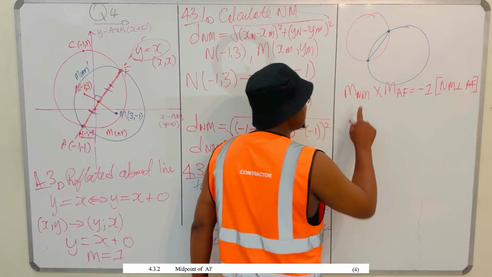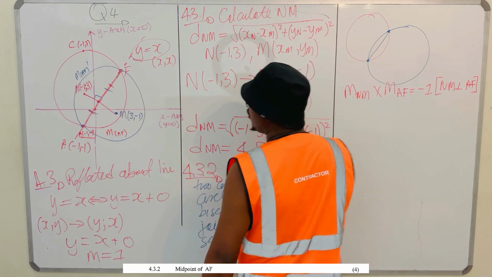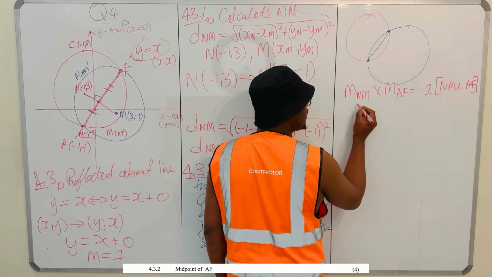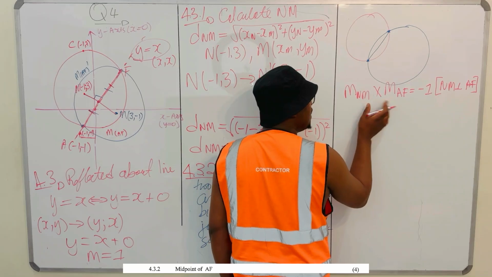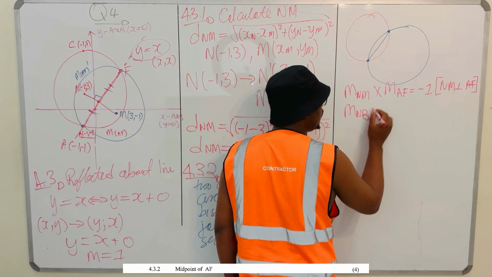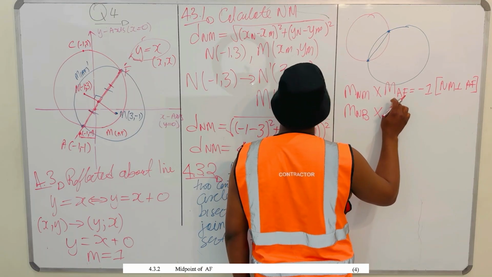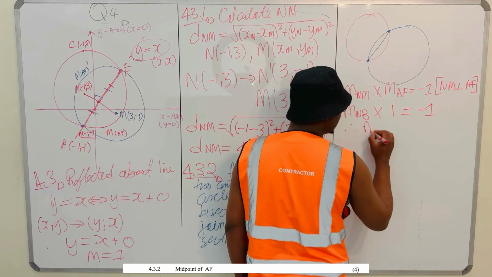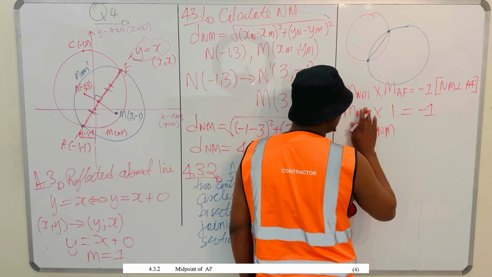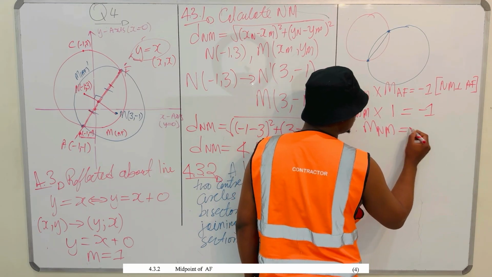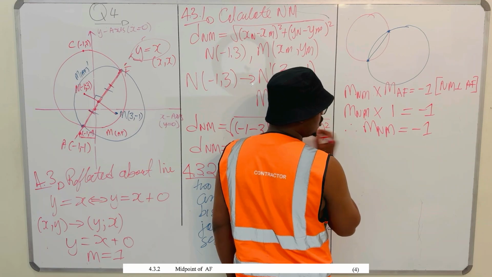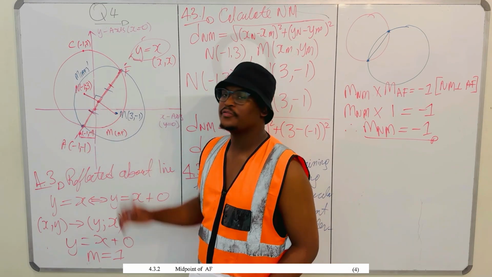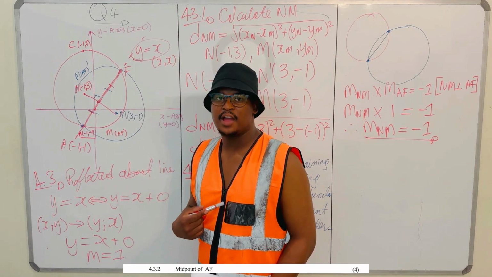So now you want the gradient of NM here, or you can just simply calculate it from there. But to do that, you say, okay, the gradient of NM, which is what I'm looking for, times the gradient of AF, which is 1, is equal to -1. Then from this, you'll find that the gradient of NM is equal to -1. So what we can do with this gradient, we can find the equation of this line and find the point of intersection, which we know is the midpoint of AF.